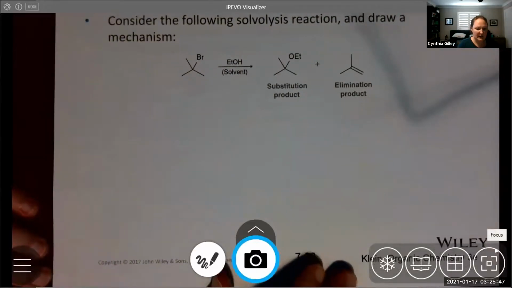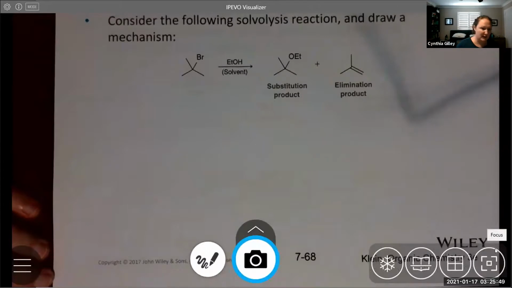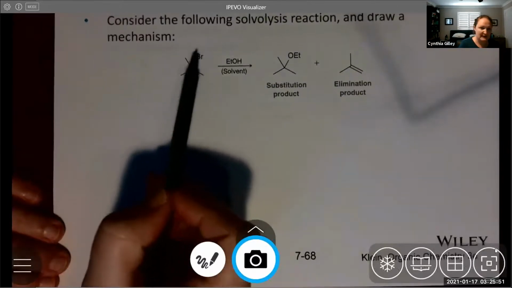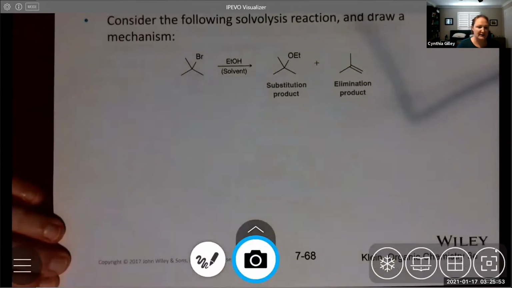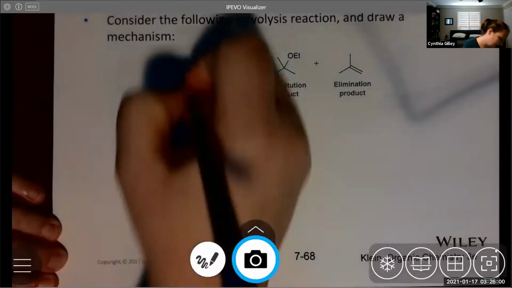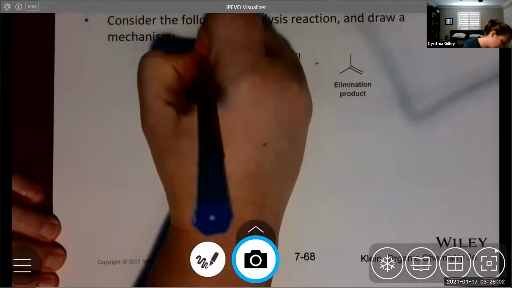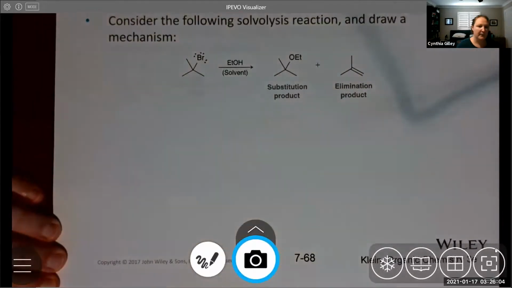So the first step, because we have a good leaving group, the bromine is a good leaving group, and we have a tertiary substrate, which is going to form a stable tertiary carbocation, the first step is just going to be loss of the leaving group. A lot of times I like to draw in lone pairs when I'm drawing a mechanism, just so it's really clear where all the electrons end up.